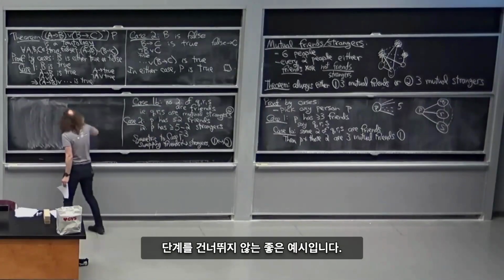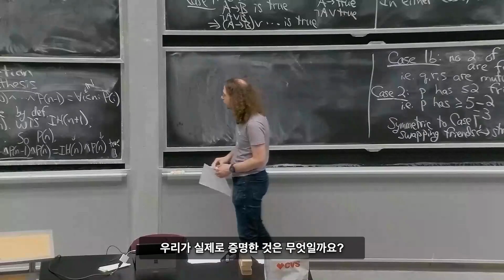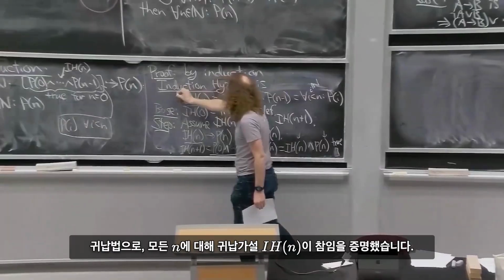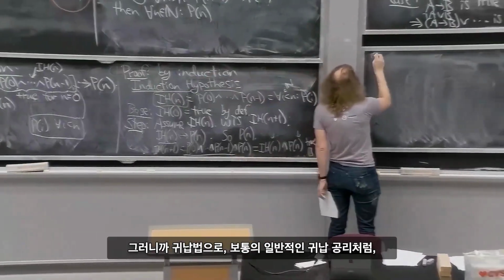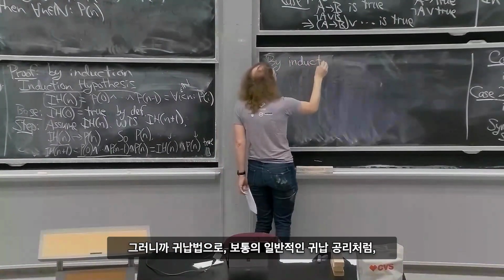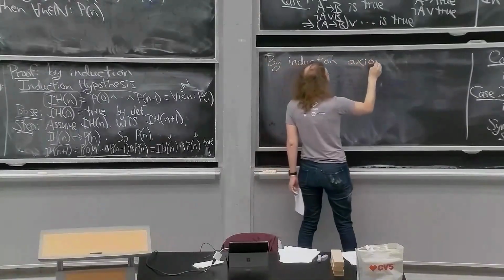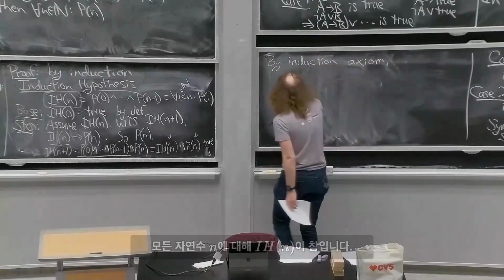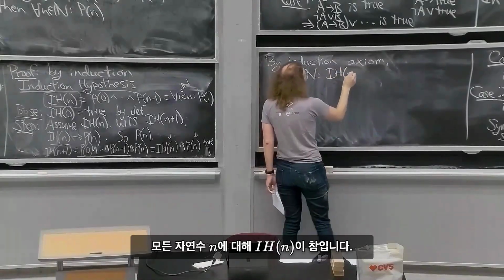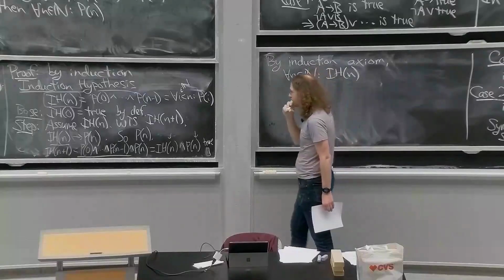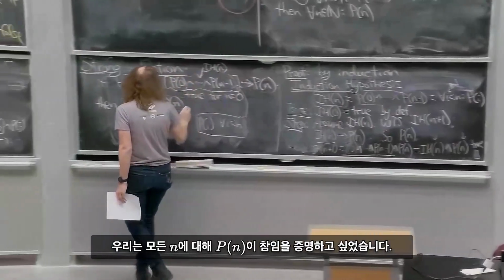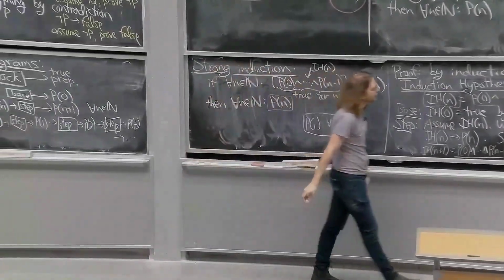It's a good illustration in not skipping steps. What did we actually prove? By induction, we proved induction hypothesis of n is true for all n. So by induction, like the regular old induction axiom, for all natural numbers n, induction hypothesis of n is true. Induction hypothesis of n is this thing, but that's not what we wanted to prove.